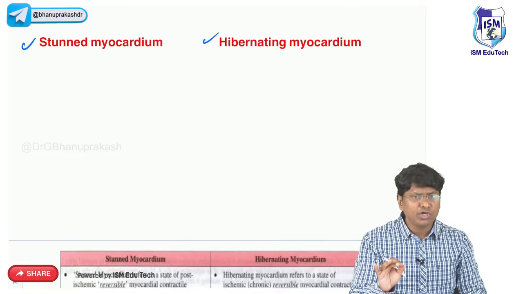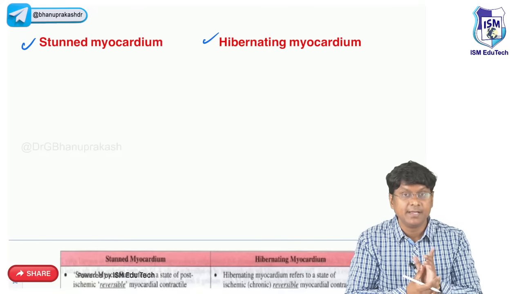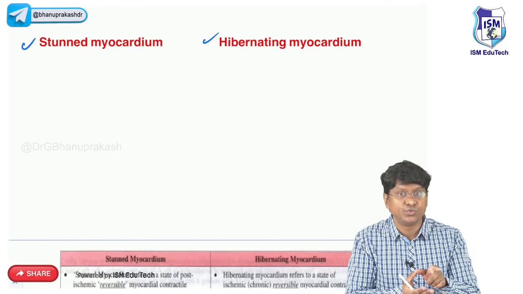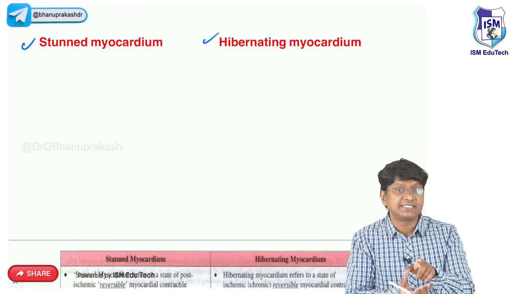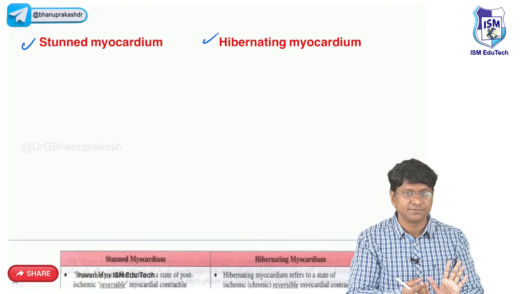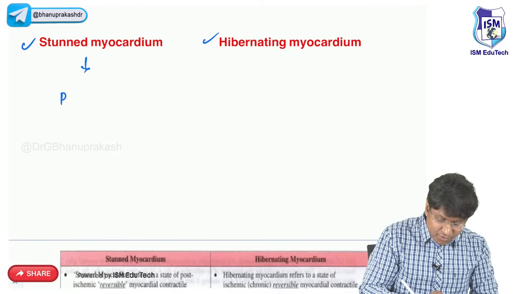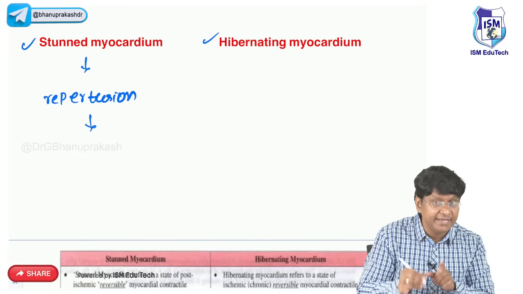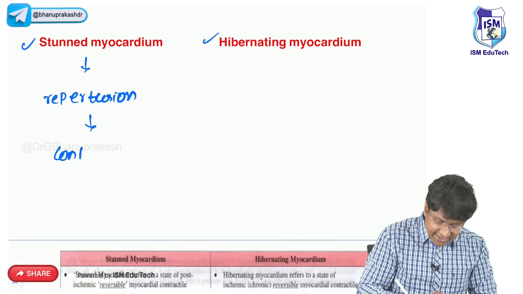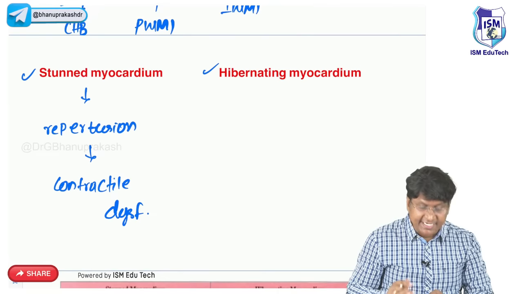Now let me discuss what exactly is stunned myocardium or hibernating myocardium. See, both of them develop after MI. But stunned myocardium refers to the state of post-ischemic reversible myocardial contractile dysfunction that persists despite myocardial reperfusion. That means despite myocardial reperfusion, there is still contractile dysfunction. That is stunned myocardium.